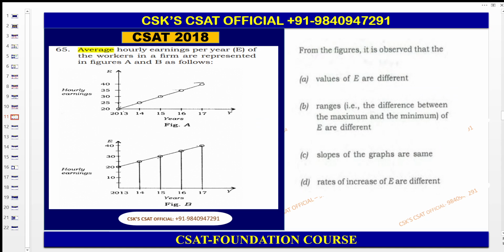Now, there is a question here from 2018. The average hourly earnings per year of the worker in the firm are represented in figures A and B. Now, in figure A, point here 2013. Everything is 2013. Here start with 20. Here also you need to focus on 20. Now the scale with respect to the y-axis is 1 unit only: 14, 15, 16. First of all, mark the scale also. Scale with the x-axis.